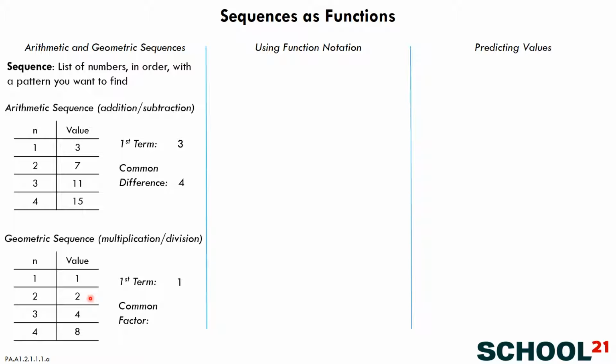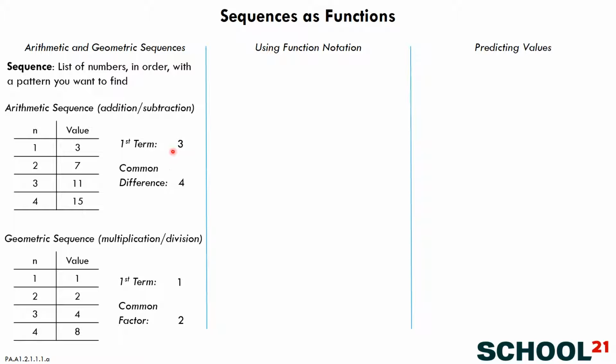2. 2. And then 2 goes to 4. What do we multiply 2 by to get 4? 2. 2. And then 4 goes to 8. What do we multiply 4 by to get to 8? 2. 2. So there's something called a common factor. It's the same one. It's common to every single step in the sequence. And that common factor is 2. It's what we're multiplying by. Okay? So those are your two kinds of sequence.